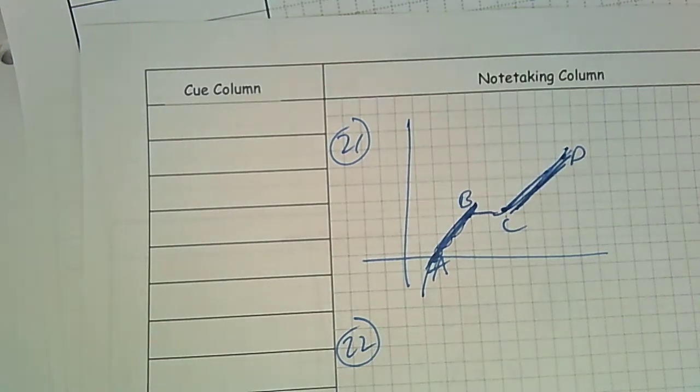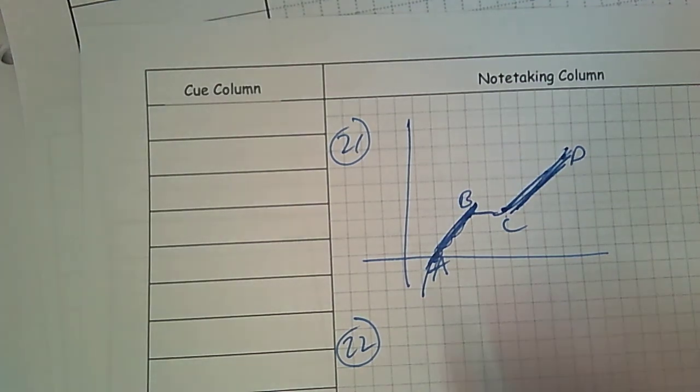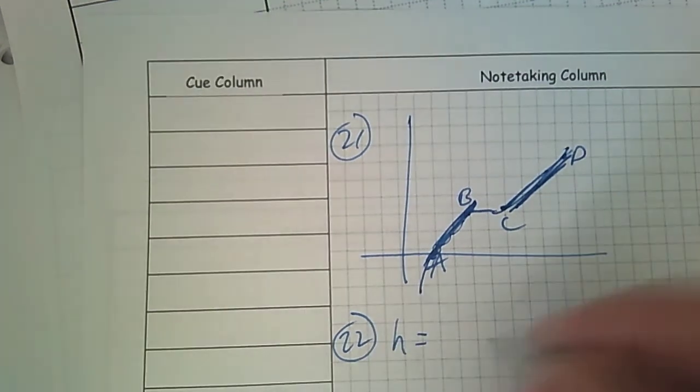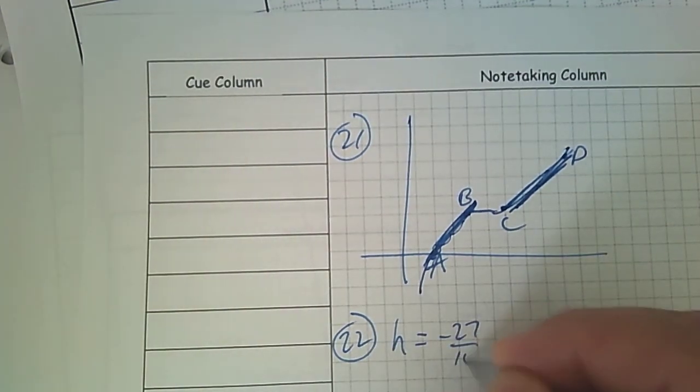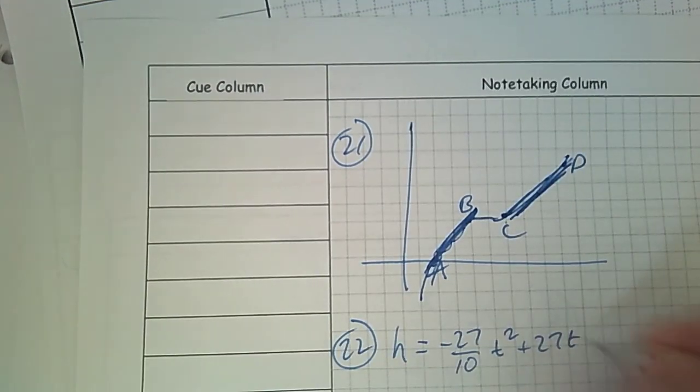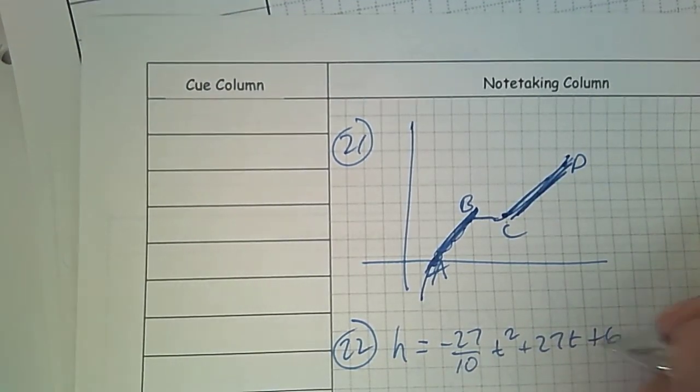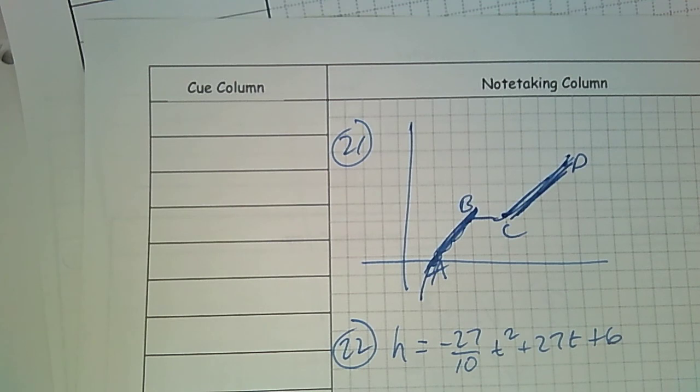22. The height in feet of a rock thrown vertically on the moon is given by that equation. So h equals negative 27 over 10 t squared plus 27t plus 6. And t is in seconds, and h is in feet. When does the rock reach its greatest height?